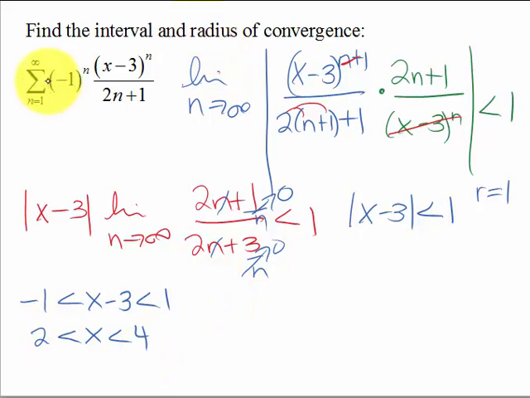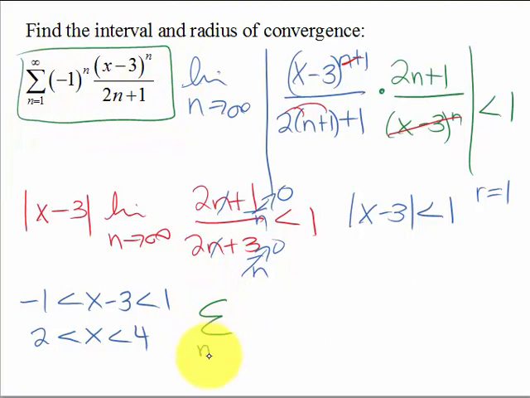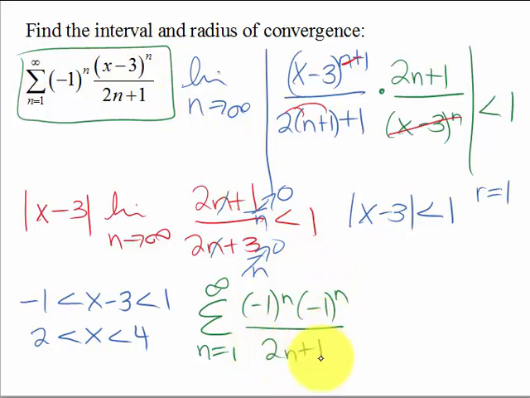So we first go back to our original series, and we're going to let x equal 2 and see if we have a convergent series. So we have negative 1 to the n. If we put a 2 in for the x, we would have another negative 1 to the n over 2n plus 1. So the numerator would combine and just give us a 1.